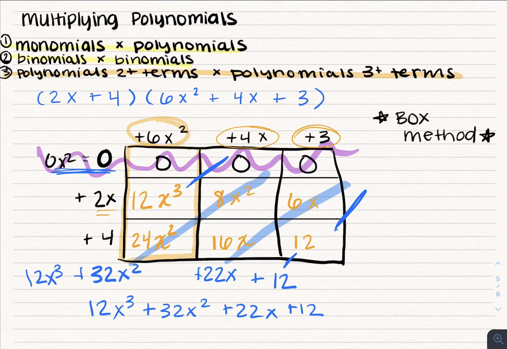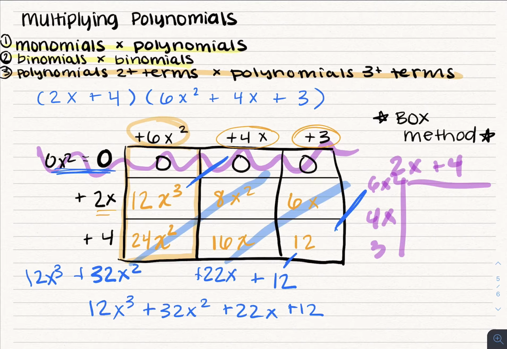If you would have done 2x plus 4, and then you had the 6x squared, 4x, and 3 on the side, the diagonals wouldn't be there. So you just have to make sure before you add up the diagonals that they're actually like terms. If you set it up the way we set it up in our example, the like terms will be there.